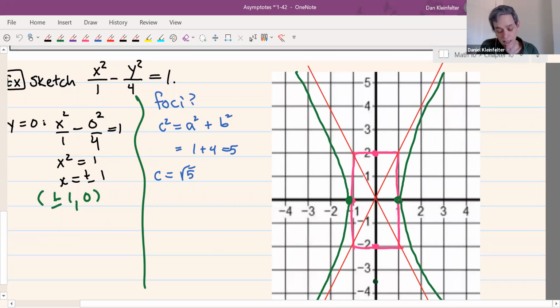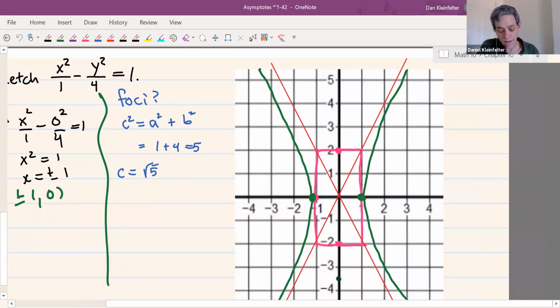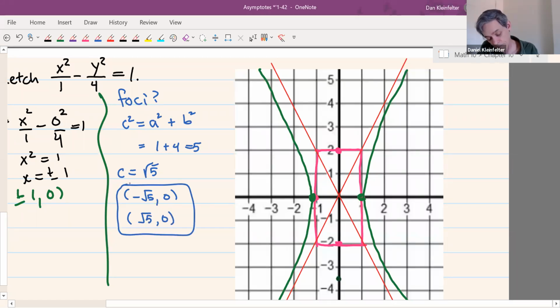All right, and so then remember that the foci have to lie along the transverse axis. So that means that they're going to have a y-coordinate of 0. So negative square root 5, 0, and square root 5, 0. That will be the two foci. Okay, the square root of 5 is like 2 point something, right? So let me go ahead and draw those out there.